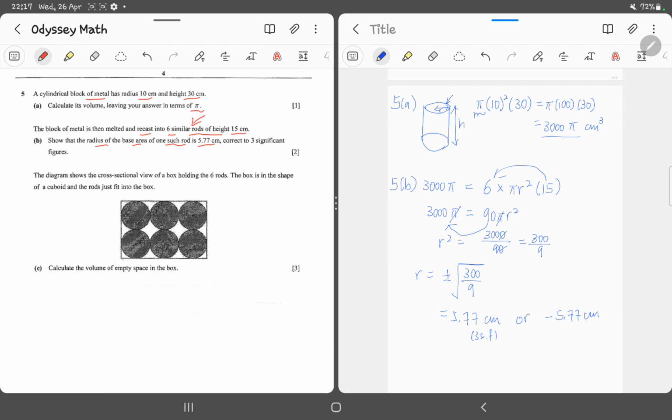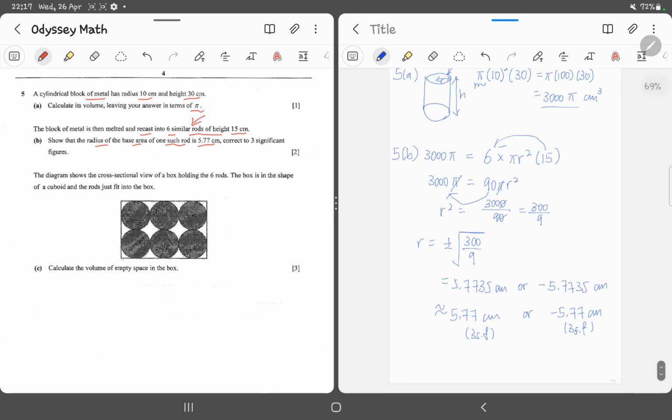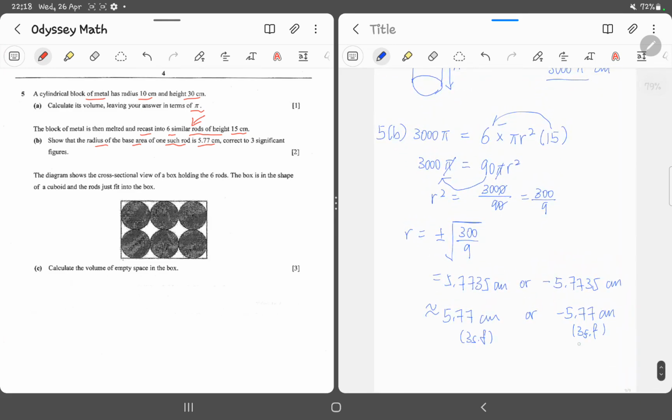Before that, sorry, I shouldn't write like that. It should be 5.7735 cm, 5 significant figures first for the intermediate working, or minus 5.7735 cm. Then you round off to 5.77 cm, 3 significant figures, or minus 5.77 cm. But because radius is length, we cannot have negative, so this is rejected. So that's for 5b.